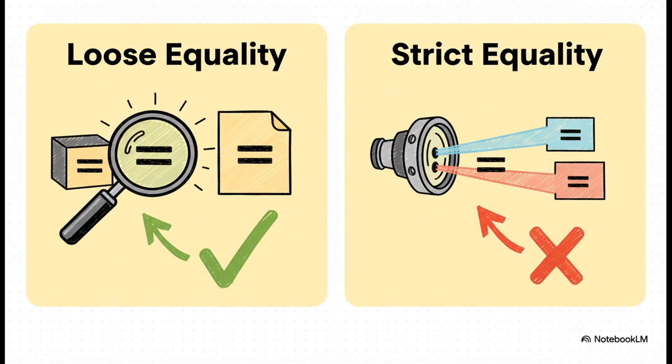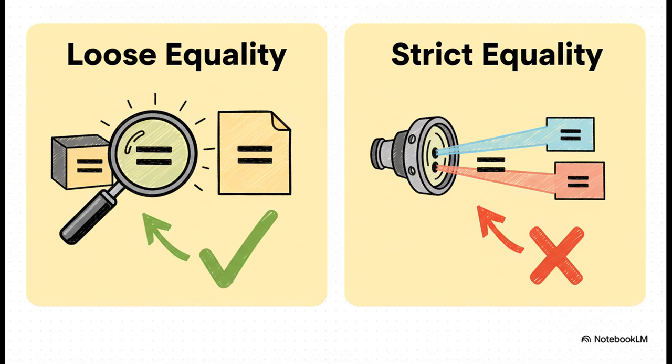And this shows the difference perfectly. If you use two equal signs, that's loose equality, the computer tries to be helpful and basically says, they look the same, so I'll say it's true. But if you use three equal signs, strict equality, the computer is way more precise.